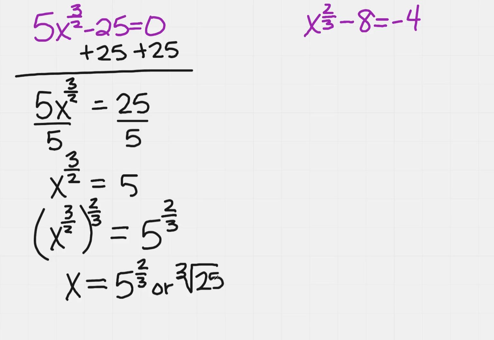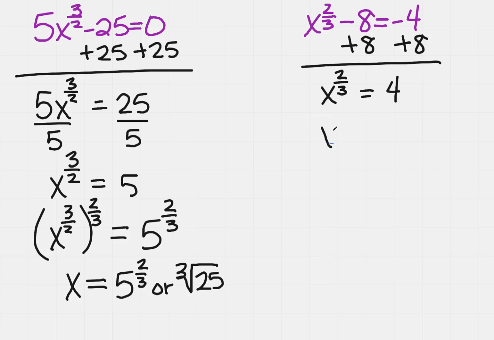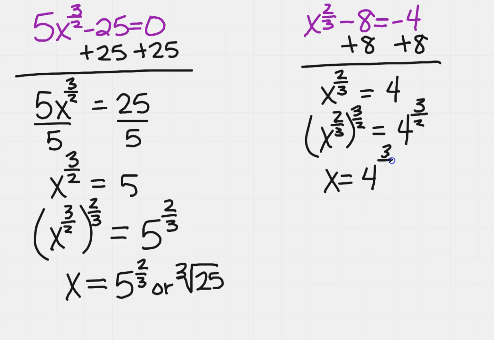So welcome back. So what are you going to do? Well, the first thing you want to do is get that x all by itself. So I'm going to have to add 8 to both sides. So I'm going to get x to the 2/3 equals 4. Now we need to get x all by itself. So we're going to have to raise it to the reciprocal of the power, and the reciprocal of 2/3 is 3 halves. And if I raise one side, I'm going to have to raise the other side. So I get x equals 4 to the 3/2.